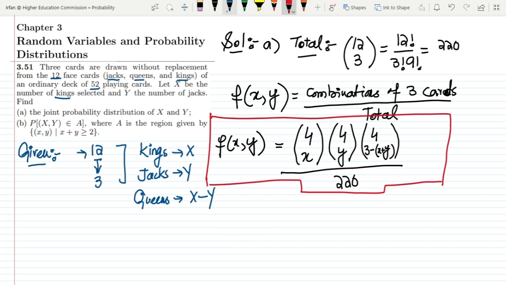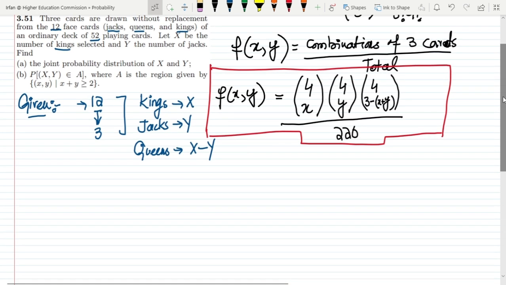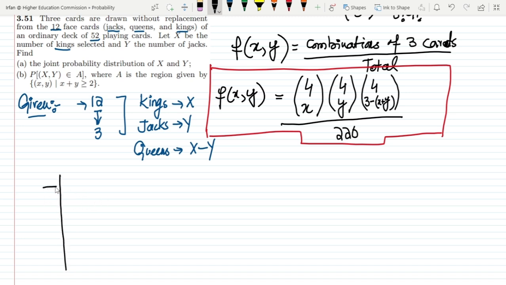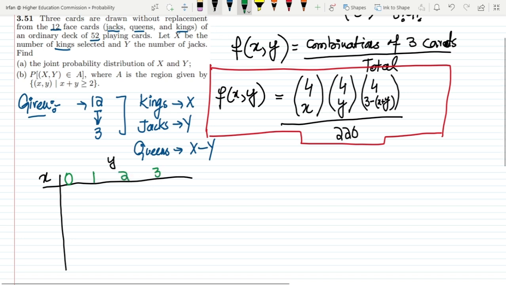Now on the basis of this formula, let me draw the table in which I will write the joint probability distribution of x and y. So let me have here different values of x and y. Here we have x and here we have y. So y values are 0, let me use another color for it, yes, let me use this green one. So here 0, 1, 2, 3. Okay, why 0, 1, 2, 3?